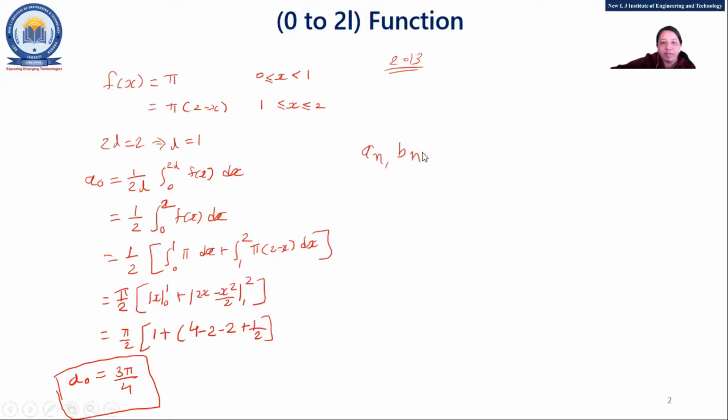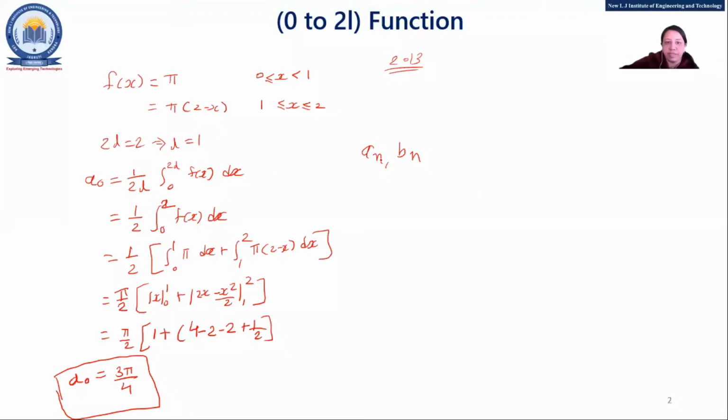So anyone who has calculated An and Bn for this example, just raise your hand quickly. Yeah, Niket. Yes, ma'am. What is the An? 1 upon n square pi into minus 1 plus minus 1 raised to n.